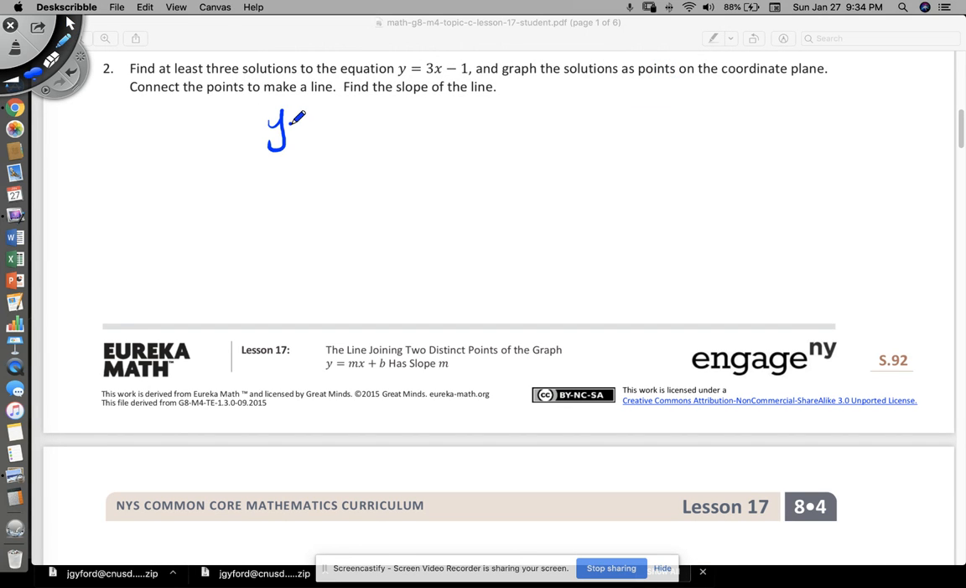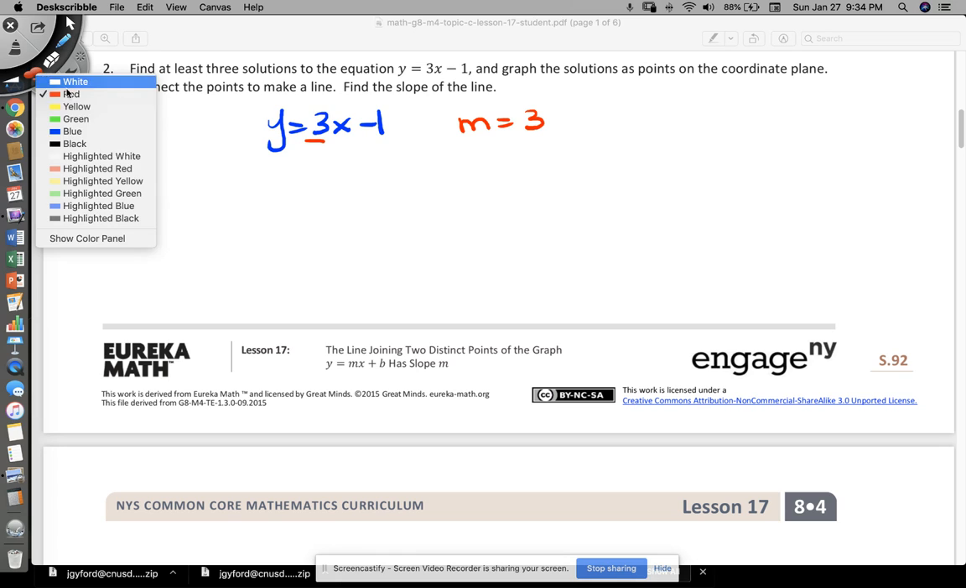So we have y equals 3x minus 1. And as I just showed you, what's our slope going to be? Well, here's our mx. So our slope is 3. Our m is 3. There you go. Now I can make my xy chart.